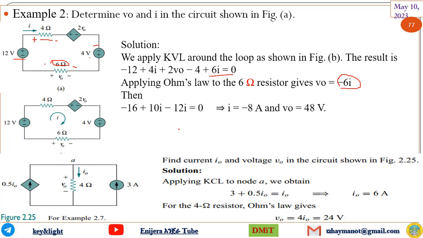Find the current I naught and V naught in the circuit. Applying KCL at node A.